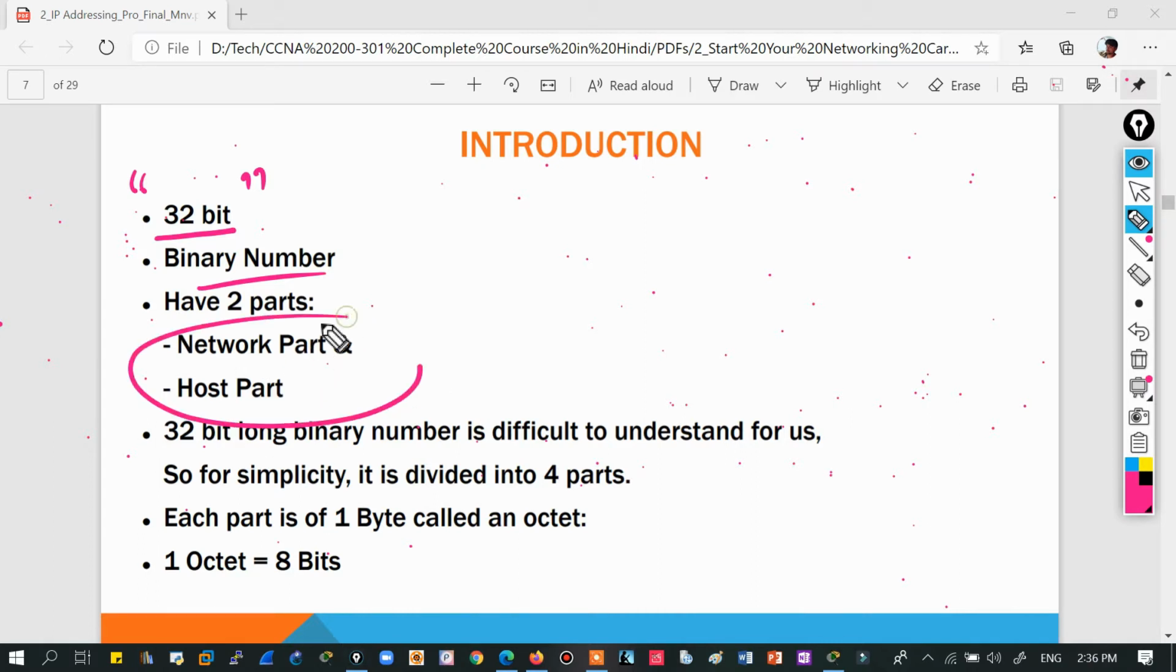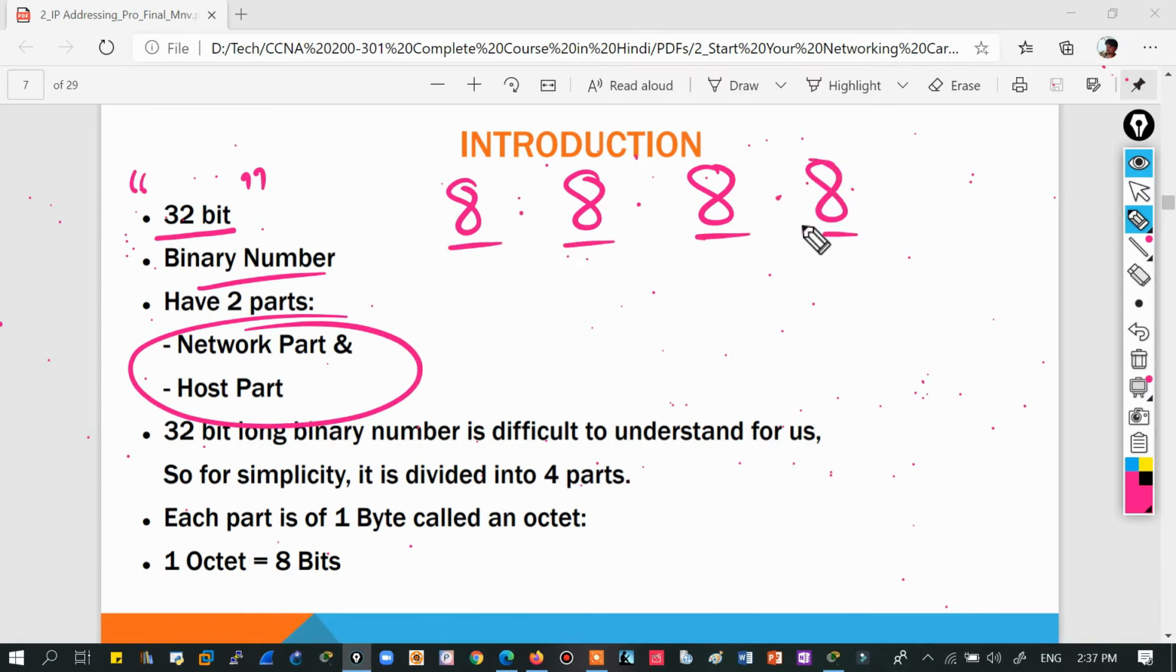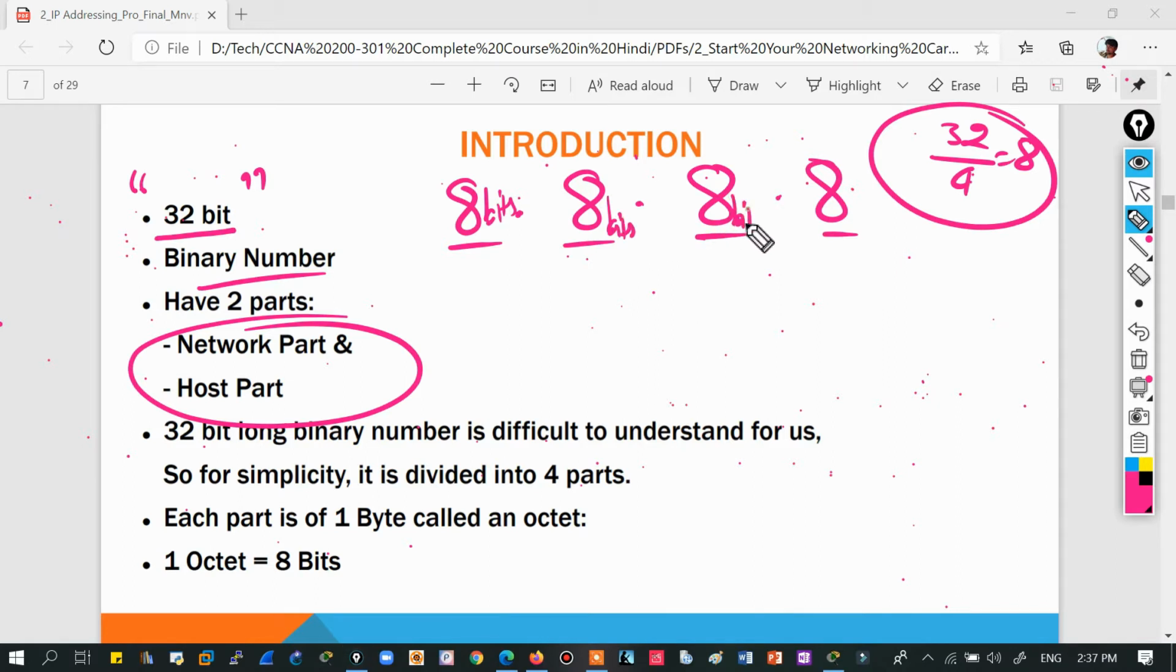Before that, let me tell you, maximum 32 bits are there. These are divided like this. So we have divided 32 bits into four parts. 32 by 4 equals 8, so it means in each part there are 8 bits. 8 bits in the first part, 8 bits in the second part, 8 bits in the third part and 8 bits in the fourth part.